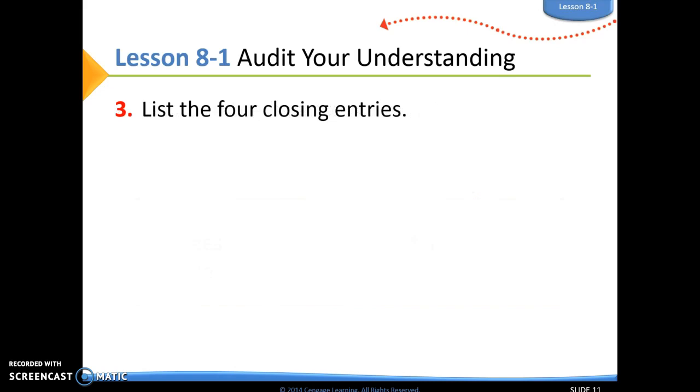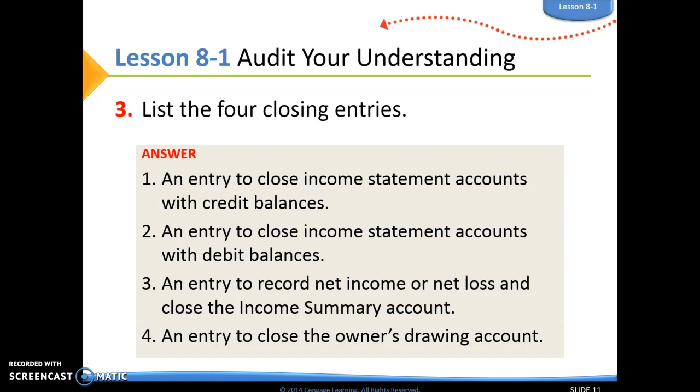Number 3, list the 4 closing entries. First, we're going to close the income statement accounts that have credit balances. Next, we're going to close the income statement accounts that have debit balances. Next, we're going to record our net income or our net loss, and that will also then close our income summary. And then our fourth, we're going to close our owner's drawing account.